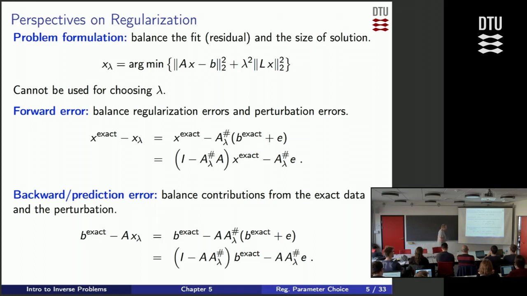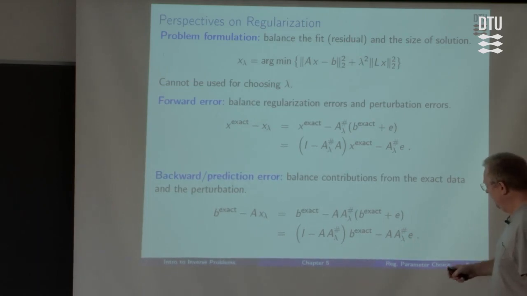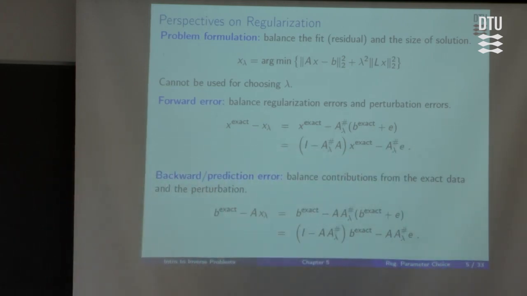Again, if we plug in our regularized inverse, we get an expression that is somewhat similar to the expression for the forward error. Again, we can break up the error into two components, one associated with the noise and one associated with something exact, here the exact data. And again, in principle, we would like to balance those two errors. So in principle, that is what we're trying to do, isn't it?